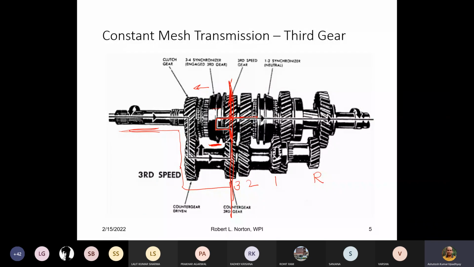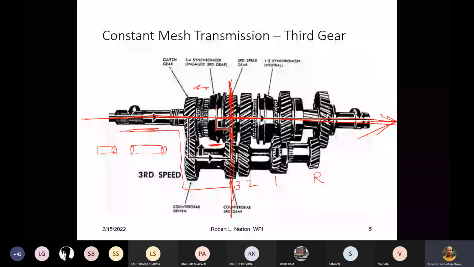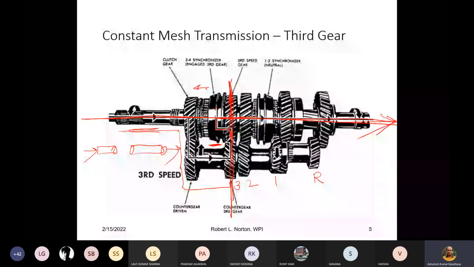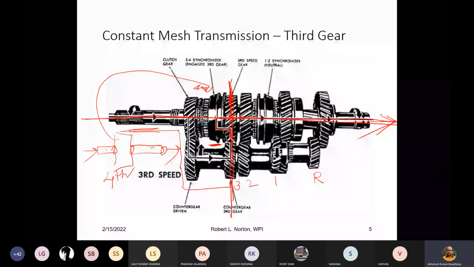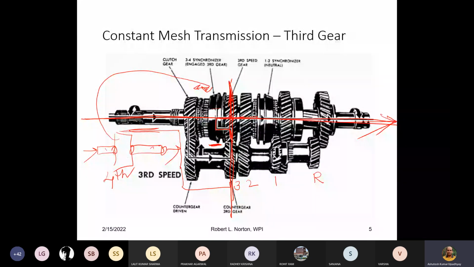So in that situation, the power transmission will be direct, in a straight line on this axis, because the synchronizer is acting as a coupling between the input shaft and the output shaft. You have got the input shaft and you have got the output shaft. So power is in, power is out, and here you have got a coupling, and this coupling is what? This synchronizer. This coupling will connect these two shafts, and it will act as what? The fourth gear.